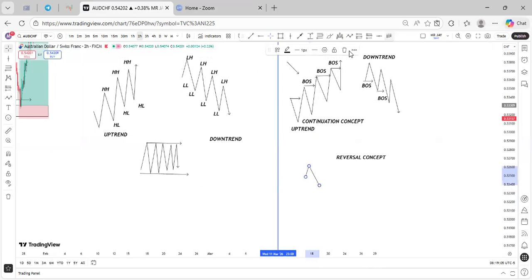So this is the reversal concept. The market is already downtrending, created a low, right? Another low. So we are clearly downtrending. This is the current market structure of that particular chart, right? It is downtrending, right? And then all of a sudden we have a shift.